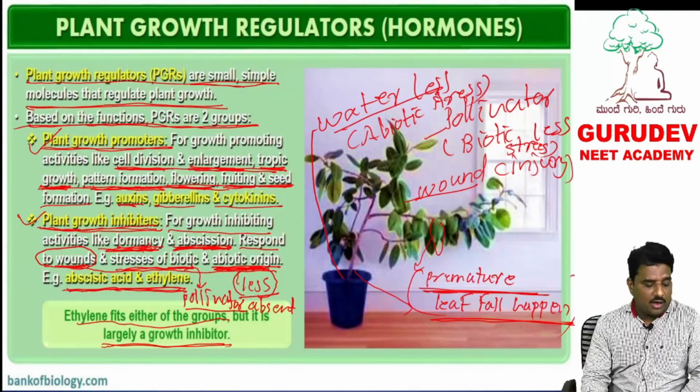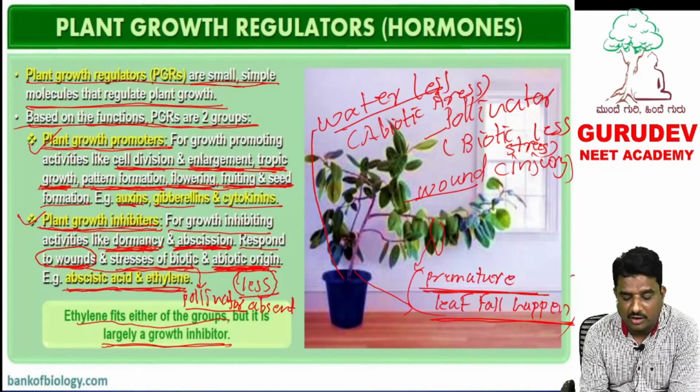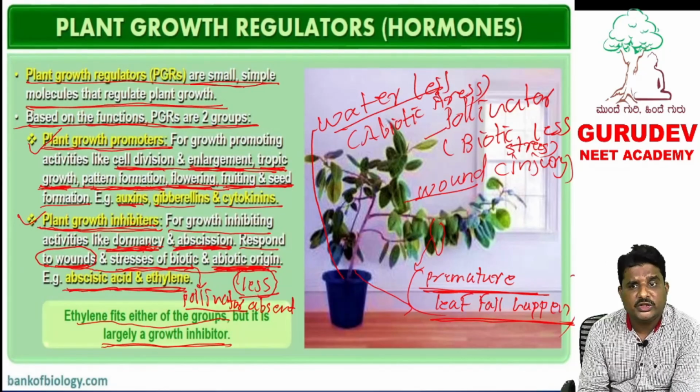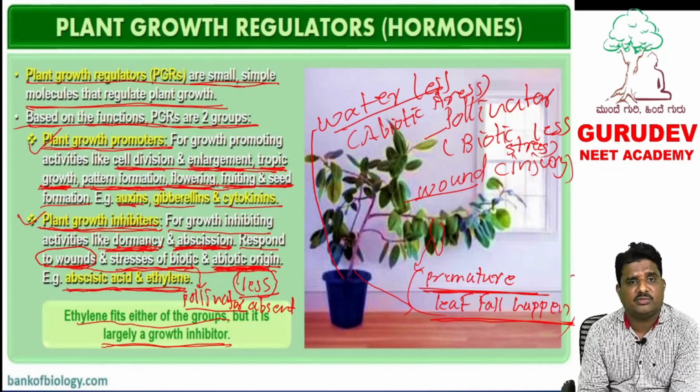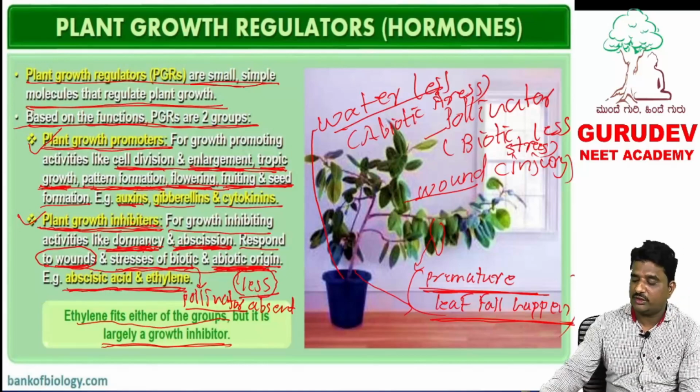So here plant growth regulators are divided into two groups, which I also explained to you: plant growth promoters and plant growth inhibitors. Promoter means promoting the growth of the plant. That means cell division, cell size increase, tropic movement in the plants, fruit formation, seed formation, flower formation. These are all promoting activities. And seed dormancy means the seed never produces a new plant. That is a resting period of the seed. And leaf falling process, abscission. These are growth-stopping activities, which we can call growth inhibitor processes. Okay.